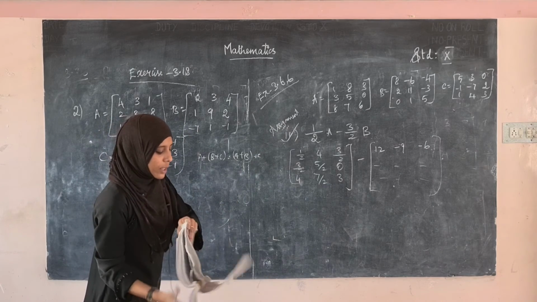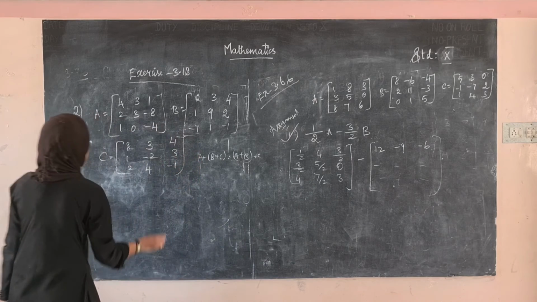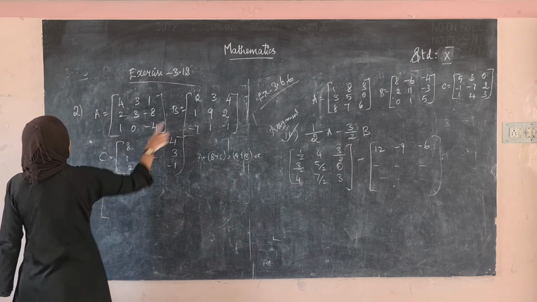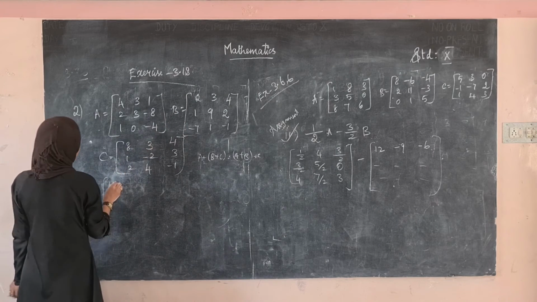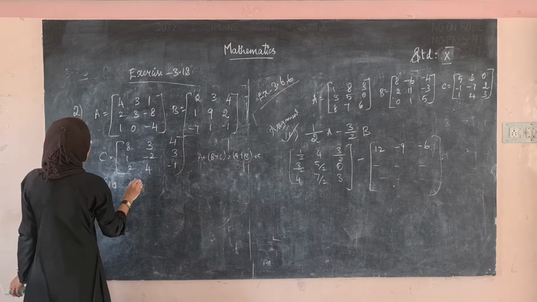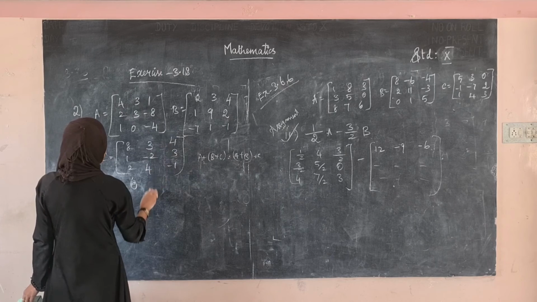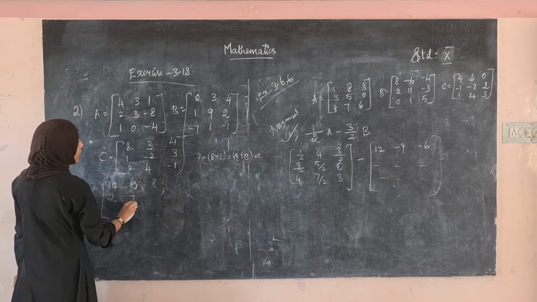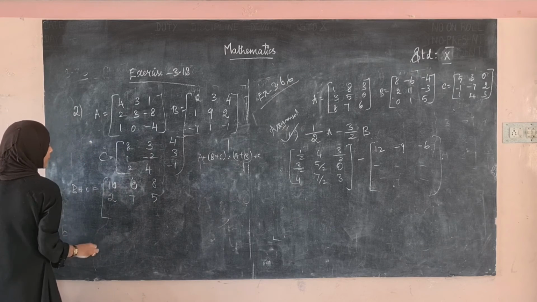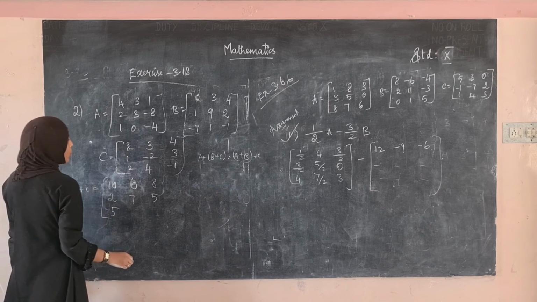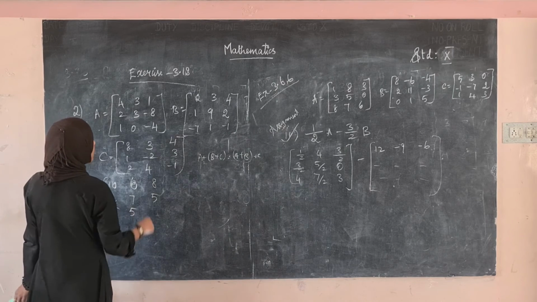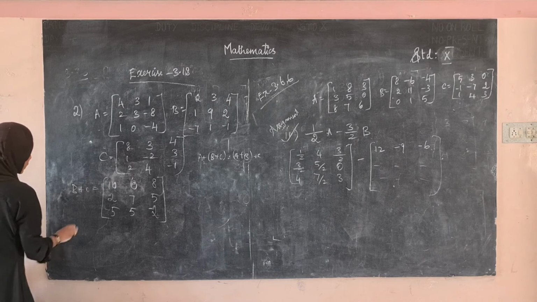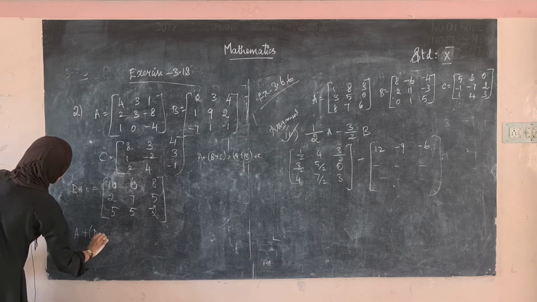Okay. Now let us prove for the left hand side. First we have to find B plus C. What is B plus C? We have to add this term. 8 plus 2 is 10. Okay. 3 plus 3 is 6. 4 plus 4 is 8. 1 plus 1 is 2. 9 minus 2 is 7. 2 plus 3 is 5. 2 minus 7 is minus 5. 4 plus 1 is 5. Minus 1 is minus 2. Okay. This is B plus C. What is A plus B plus C?